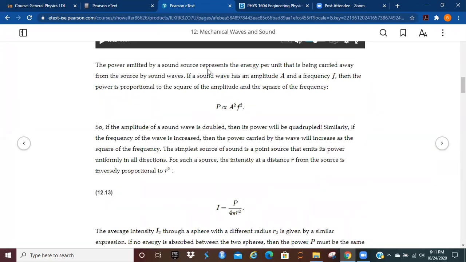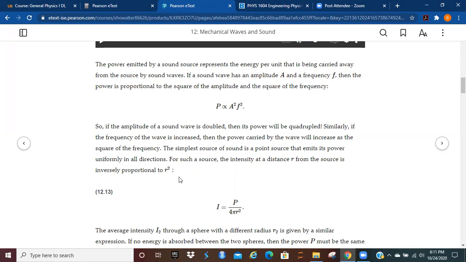So, power emitted by a sound source represents the energy per unit area that is being carried away from the source with the sound waves. If it has amplitude A and frequency f, then the power is proportional to the square of the amplitude and the square of the frequency.